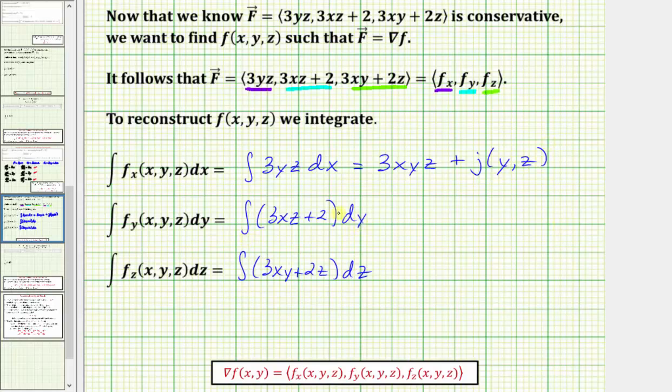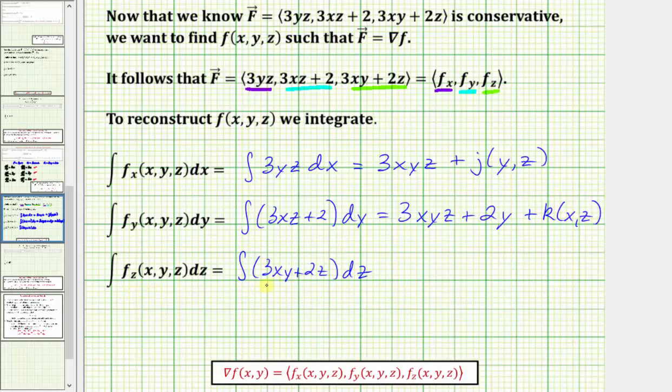Next, we integrate with respect to y, treating x and z as constants. So we'd have 3xz times y, or 3xyz, plus 2y. Now here we could be missing x terms, z terms, and xz terms. So we're missing a function of x and z as well as a constant. So let's write plus k of xz.